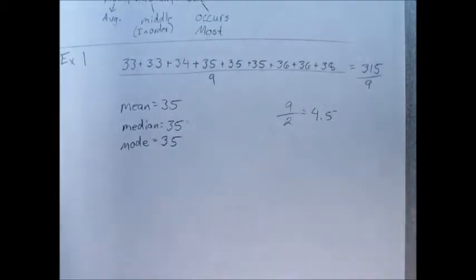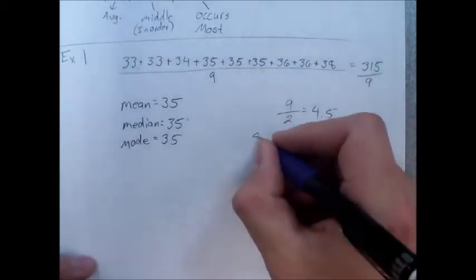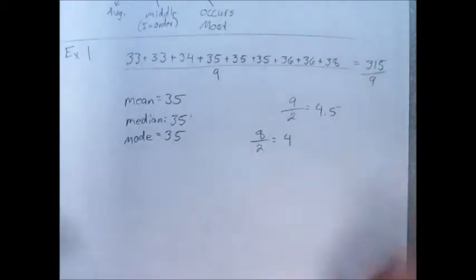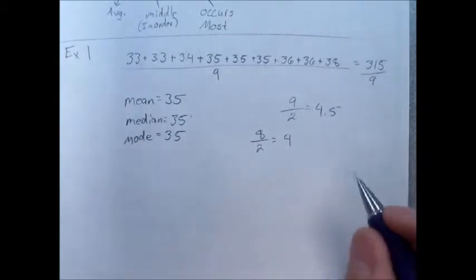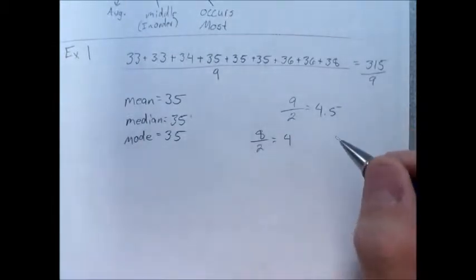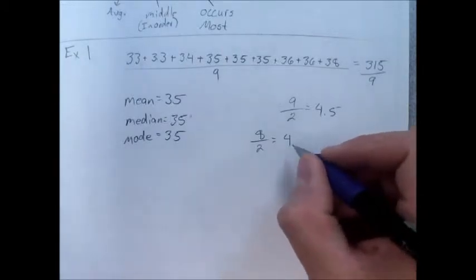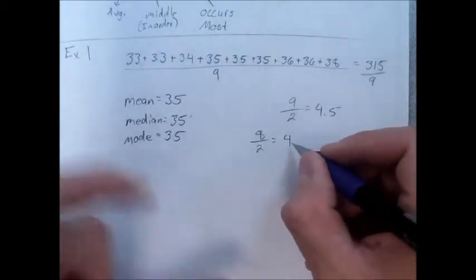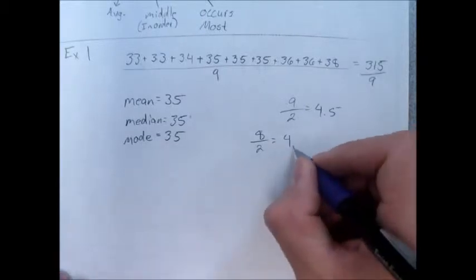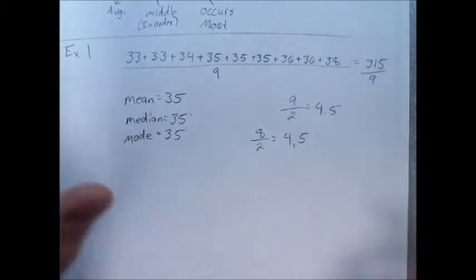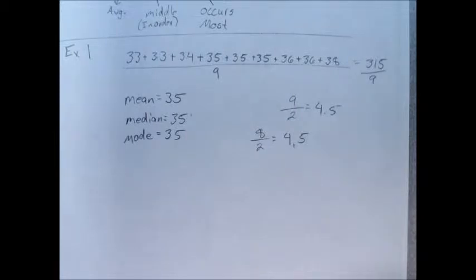Now, if it's an even number, for example, 8, I would again divide it by 2. I'd get 4, and because it's a whole number, I know the median is going to be two numbers. So it's going to be the fourth and fifth term that I have to look at, and then I have to find the average of them. Okay, so if it were 12, it would be the sixth and seventh term that I would have to find the average of.